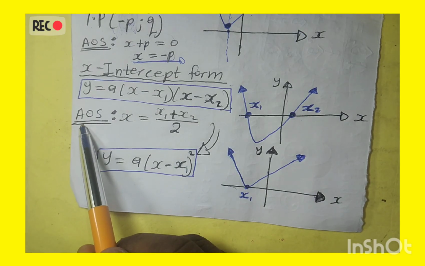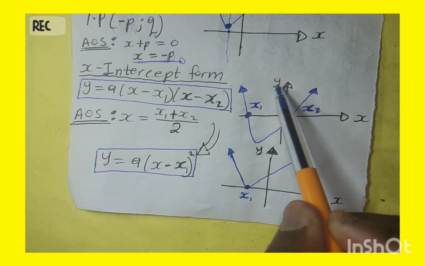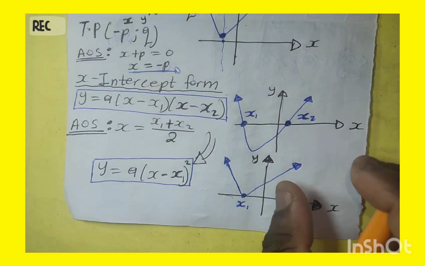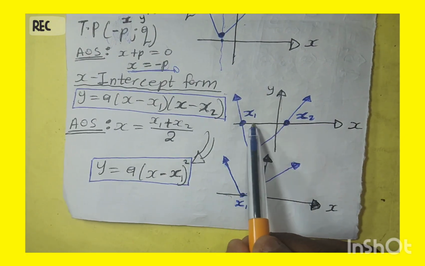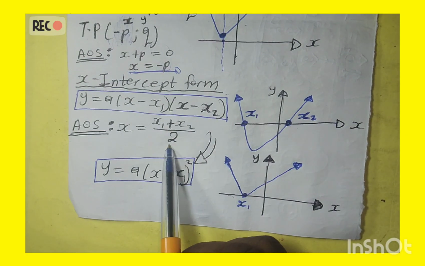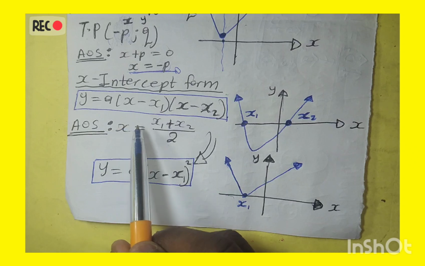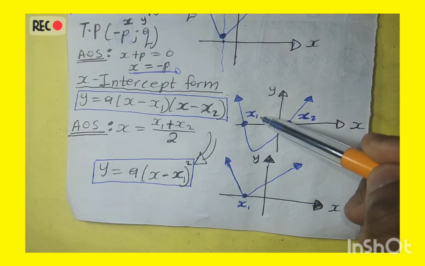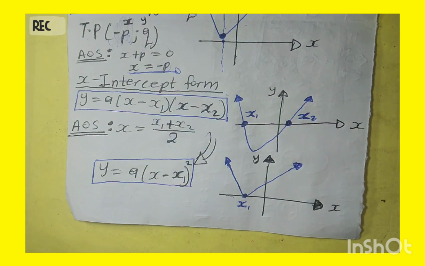And for you to get the axis of symmetry, this one there is your graph. What do you do? You just add both of those two values, then you divide that by 2, so that you will get the axis of symmetry, that dotted line which divides a shape into 2 equal parts. Please, guys, take note about that.